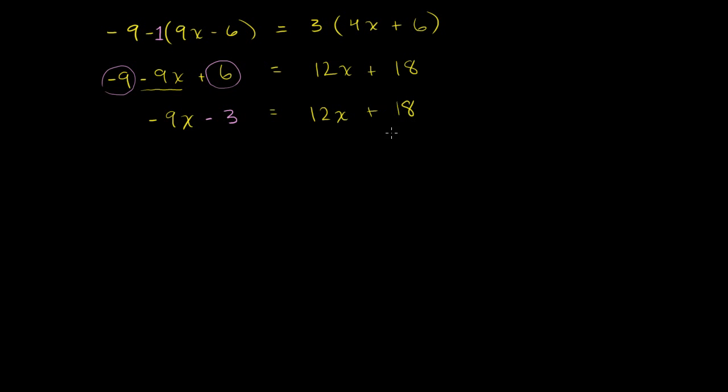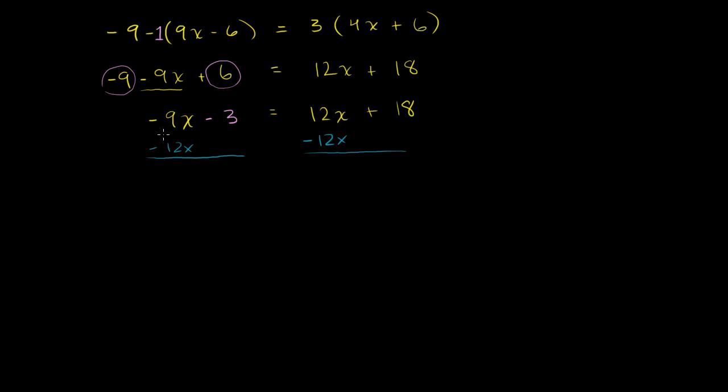Now we want to group all of the x terms on one side of the equation and all of the constant terms, the negative 3 and the positive 18, on the other side. I like to always have my x terms on the left-hand side if I can. You don't have to have them on the left, so let's do that. So if I want all my x terms on the left, I have to get rid of this 12x from the right. And the best way to do that is to subtract 12x from both sides of the equation. So let me subtract 12x from the right and subtract 12x from the left.